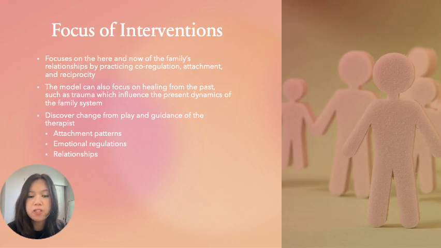So, in attachment-focused family play therapy, the families will focus on co-regulation, attachment, and reciprocity through play therapy. Through play and the therapist's guidance, the change will occur when the alteration of attachment patterns, emotional regulations, and relationships evolve in the family system. So the focus is really on the here and now of the family's relationship by practicing the three things: co-regulation, attachment, and reciprocity. But we can also focus on the past, such as any traumatic events which have influenced the present dynamics of the family.